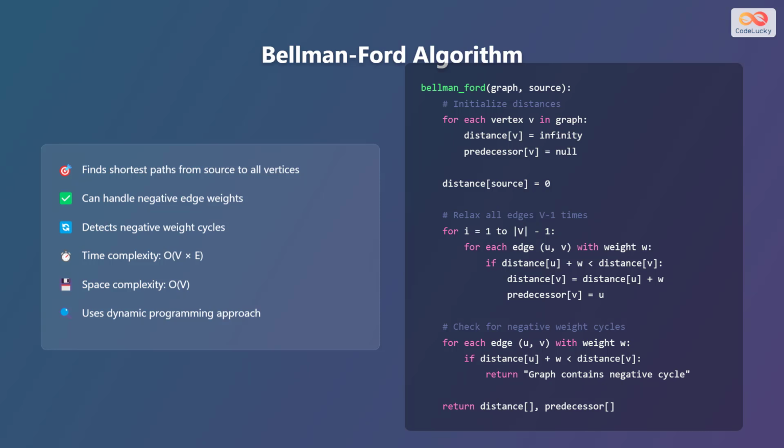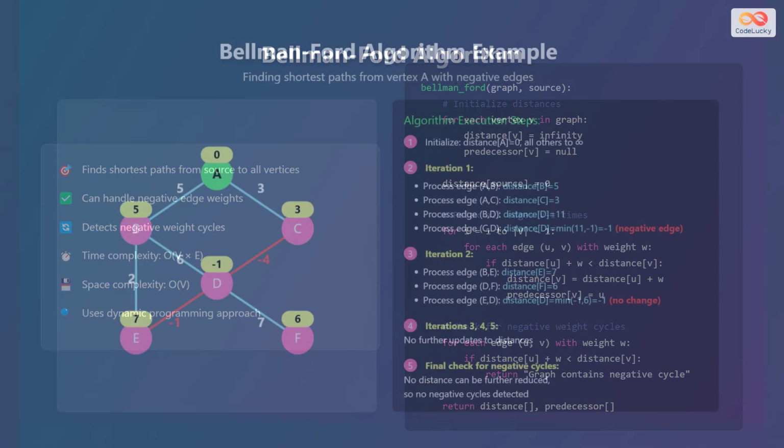The algorithm uses a dynamic programming approach to iteratively relax the edges, improving the distance estimates. The pseudocode for Bellman-Ford involves initializing distances to infinity for all vertices except the source. Then it relaxes all edges V-1 times, updating distances if a shorter path is found. After this, it checks for negative weight cycles by verifying if any distances can still be reduced, indicating the presence of a cycle.